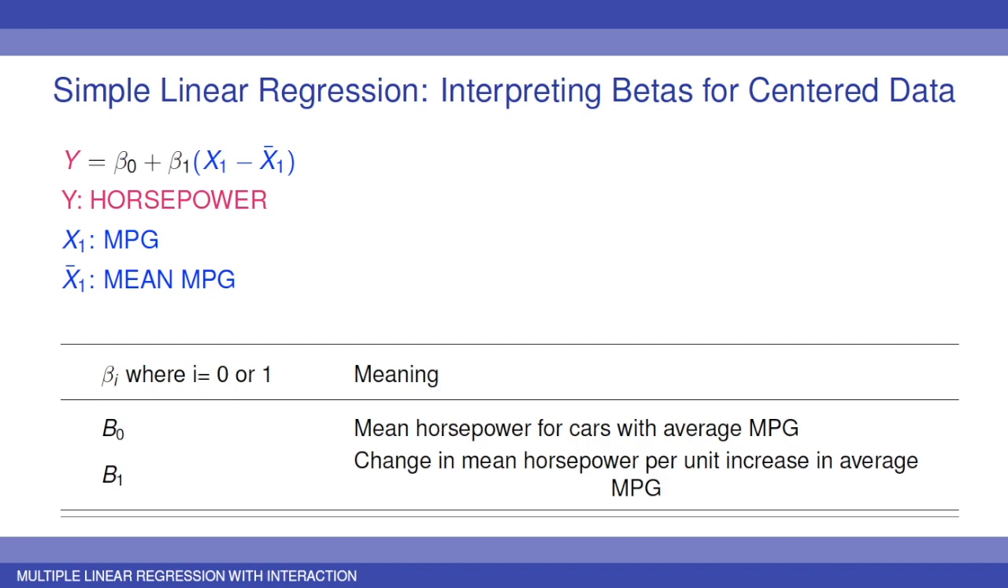Now let's move on to the interpretation of beta 1. Remember how we said beta 1 is the slope of the line? This simply means that beta 1 is the change in mean horsepower if we increased MPG by 1 unit. But remember, we don't simply have MPG here, we have centered MPG. So in this case, beta 1 represents the change in mean horsepower if we increased average MPG by 1 unit.